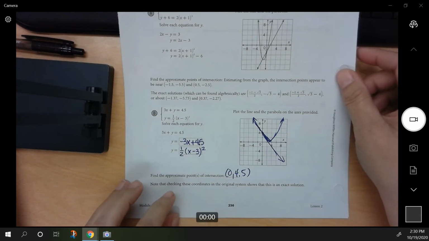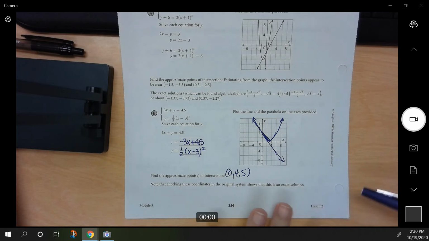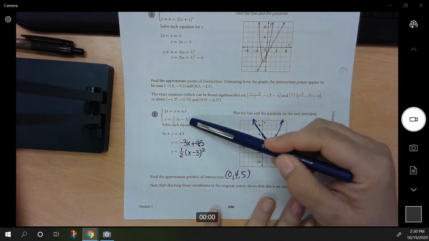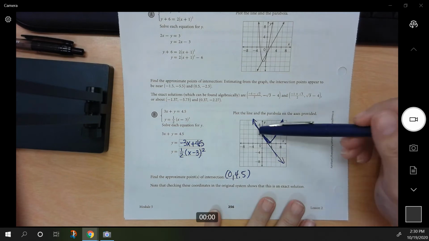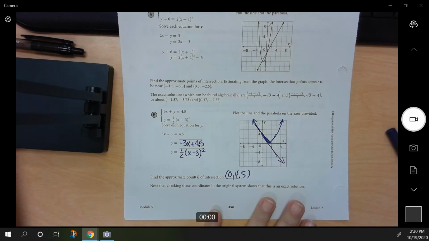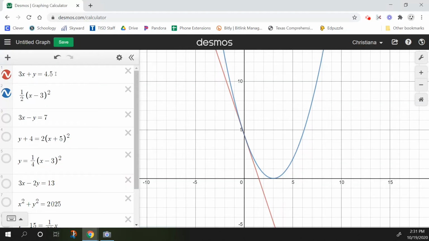Okay, so with Desmos, or any calculator, you can put in your equations, and then you would literally just look for the crossing points. So I'm going to switch over to Desmos, and I have put in our first two equations. I typed them in exactly how they were given to me, without doing the changes that they asked us to do on the notes. We are simply looking for where they cross. So their intersection point is 0, 4.5. That is your answer.